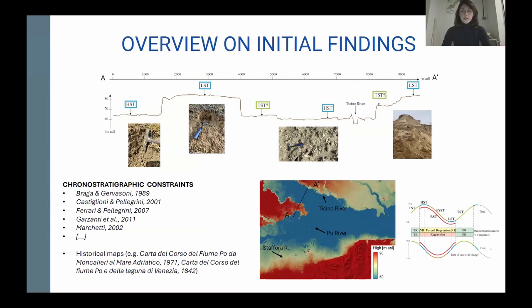Here you can see a geological section of the northern part of my study area. And as you can see, we have two parts of this section of lowstand conditions, two parts of highstand conditions. Here is the Po River, and probably two other parts of transgressive conditions. So these systems tracts, these conditions, are based on some chronostratigraphic constraints like bibliography and some historical maps.